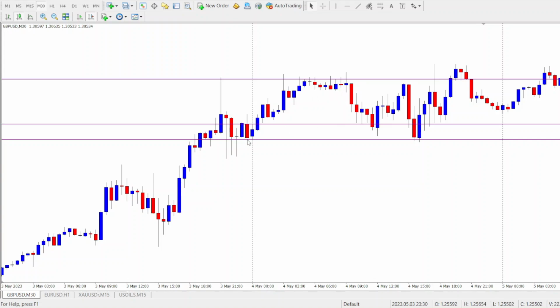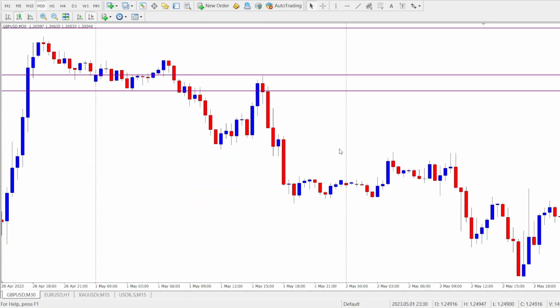Because we had a breakout in the bullish direction. On the other hand, if it was a breakout in the bearish direction, we would have targeted the nearest support level for our exit, our take profit. That's if the price falls below the opening range low.